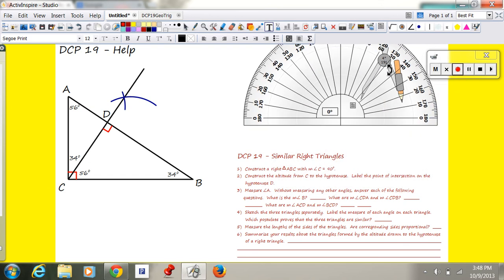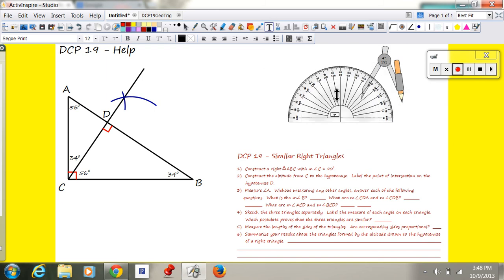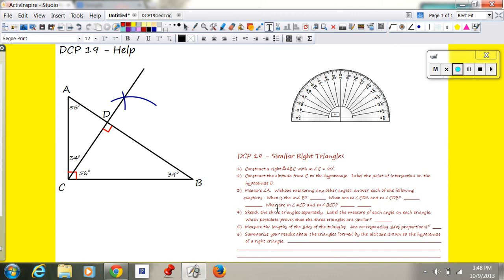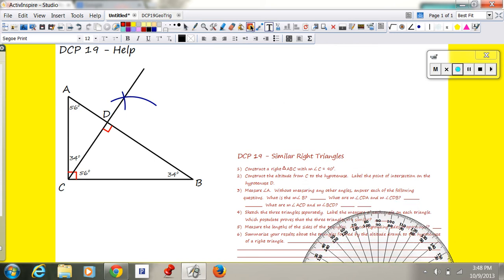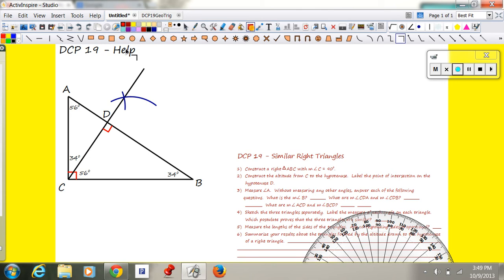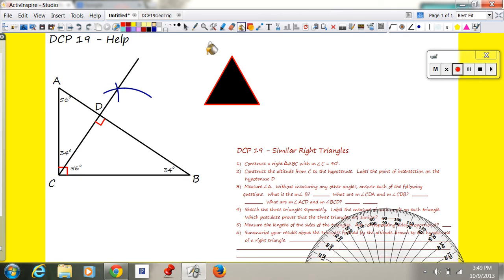Number 4 is the last one we actually did in class. And we sketched 3 triangles separately. Now this is not something you needed your protractor for. I just said you can make 3 representations of your triangle. So all you're really doing is drawing 3 triangles that kind of look similar to the triangle that you made here. You just have to look similar.